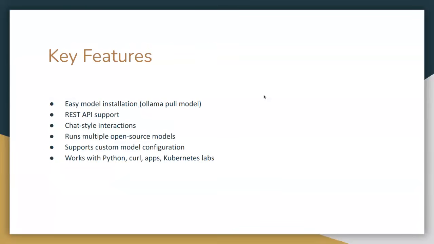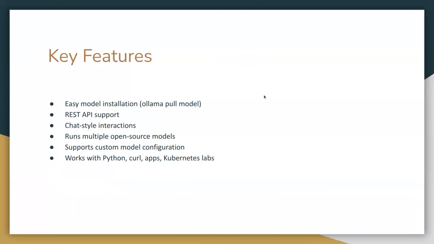Key features. First one is easy model implementation. It's not that difficult to implement. Sometimes some products provide better features and a better environment to set up, but the implementation part is very difficult. But with Ollama it's very easy. Simply you need to run the command ollama pull and the model name, and it will automatically download that model and store it in your local system.